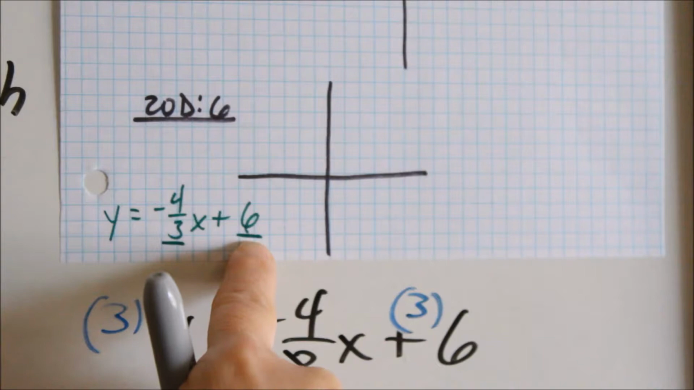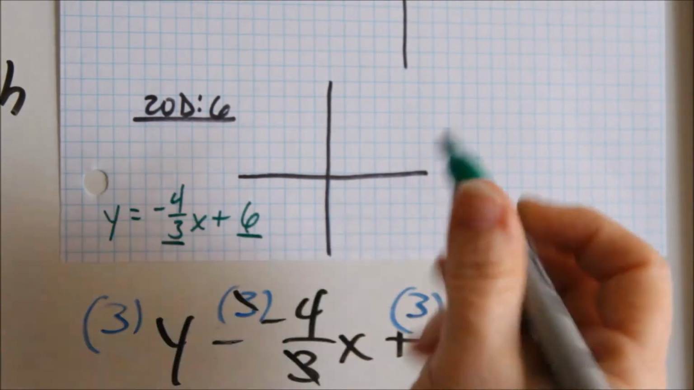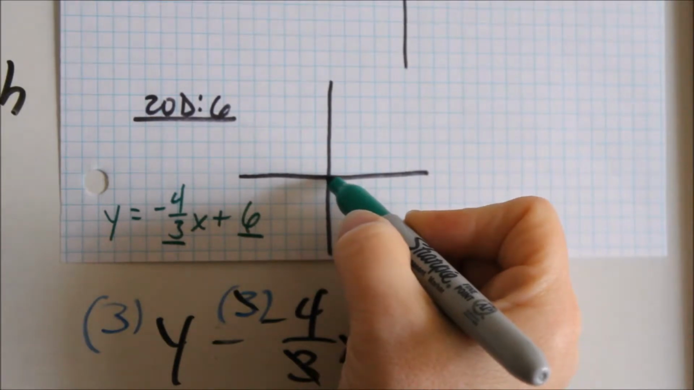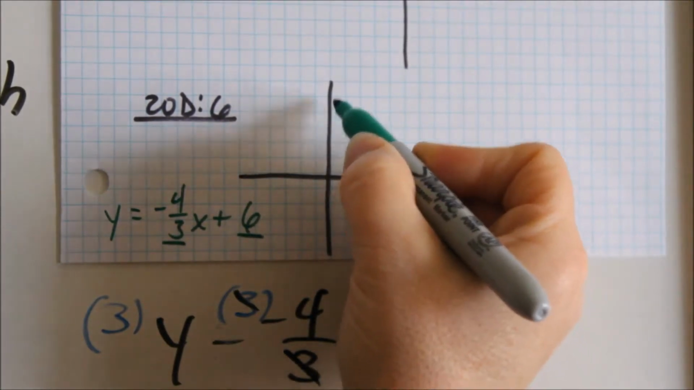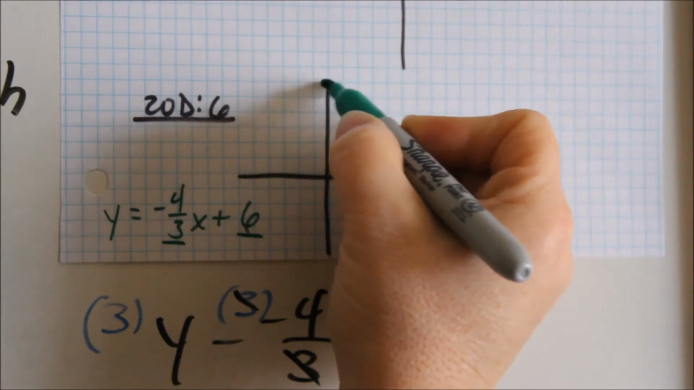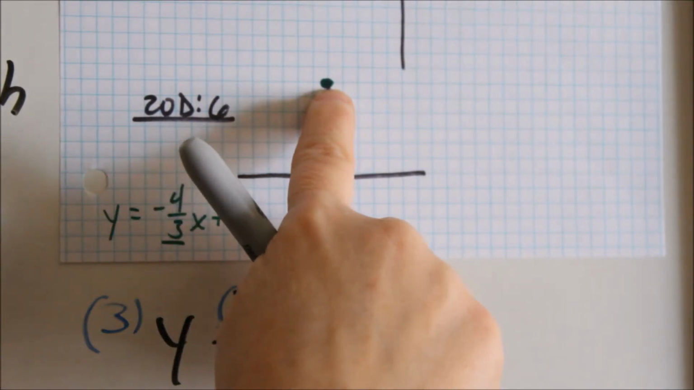Y-intercept means where does it cross the y-axis? We cross the y-axis at a +6. So start from the origin and then count up, because it's positive, count up 6. 1, 2, 3, 4, 5, 6. So I have a point there. It only takes 2 points to draw a line. So I have a point at my y-intercept.